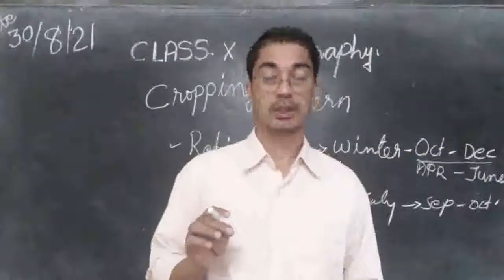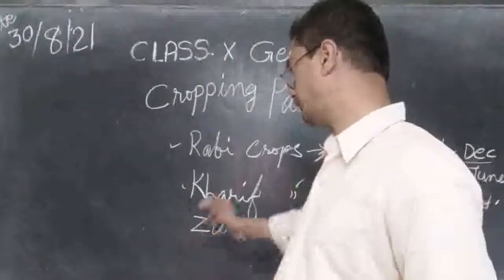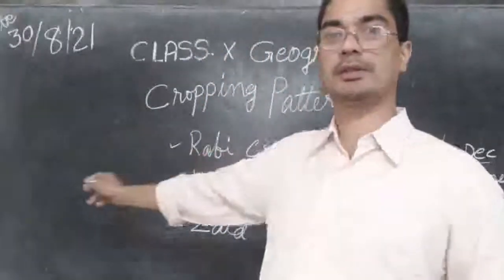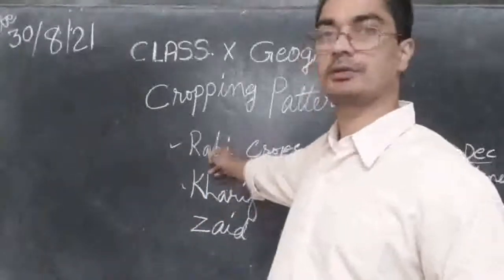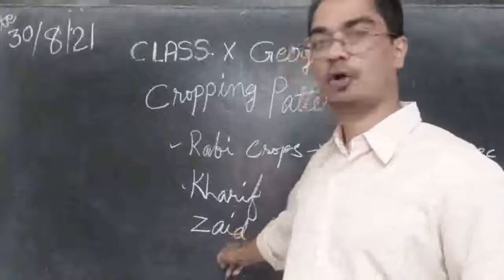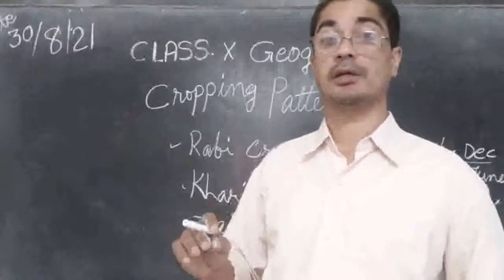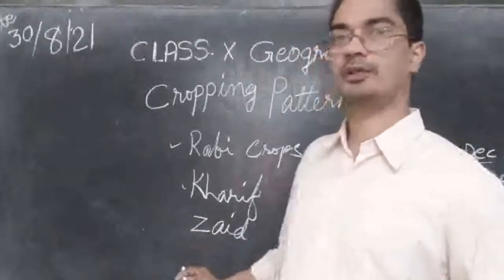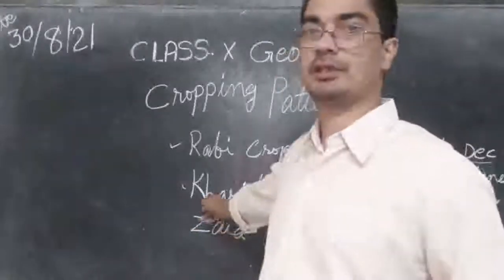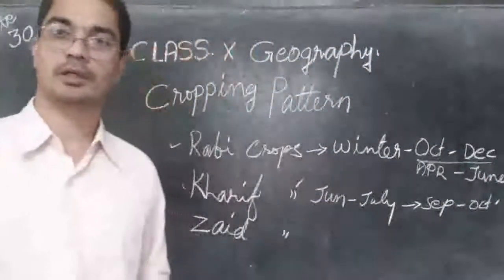So these are the three types of cropping patterns that are there in our country. Rabi crops are planted in winter. Then after the Rabi crops, the side crop begins. A short cropping season is there, and before the monsoon comes, that will be harvested. And when the monsoon comes, Kharif season is started. So these are the cropping patterns of our country.